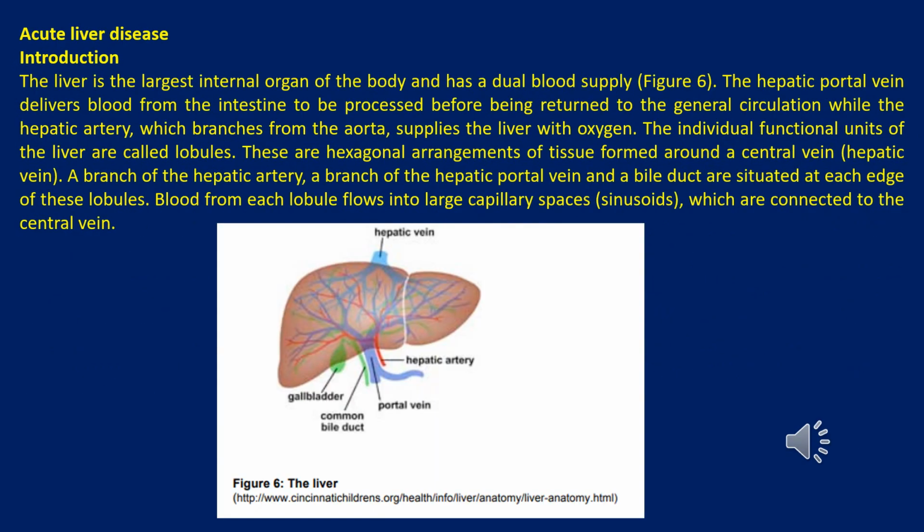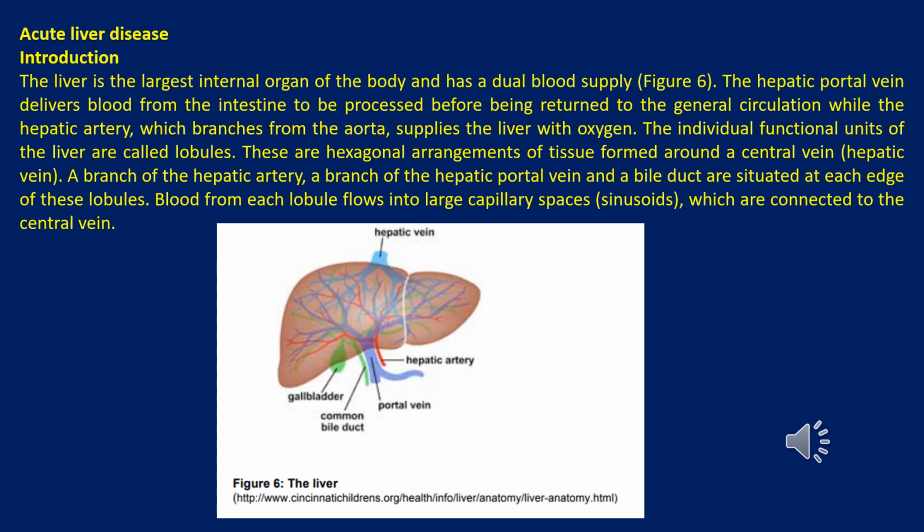Next we will discuss acute liver disease. As a way of introduction, the liver is the largest internal organ of the body and has a dual blood supply, shown in Figure 6. The hepatic portal vein delivers blood from the intestine to be processed before being returned to the general circulation, while the hepatic artery, which branches from the aorta, supplies the liver with oxygen.